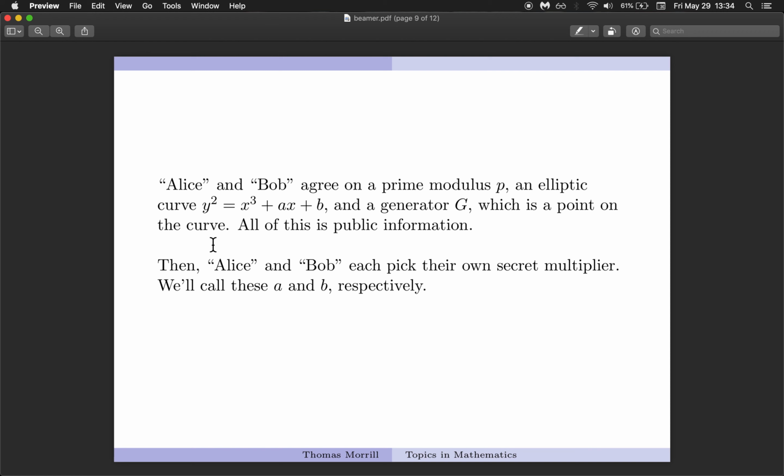And finally, Alice and Bob need to agree on a generator, which I'll call capital G, right? So this is an element of the elliptic curve group, which means it's a point, right? G is some x and y coordinate pair that satisfies this equation, right? It is a point on the curve. At this step, everything that Alice and Bob have agreed to is public information. It doesn't actually matter if an attacker knows this information or not. So they might as well be posting this on Facebook or something.